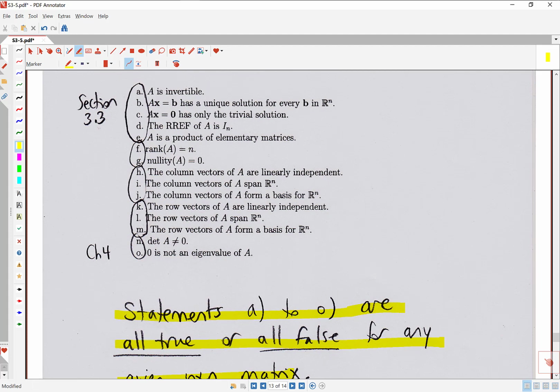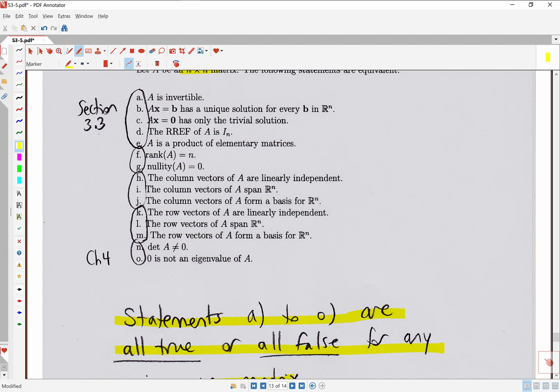So I'm just going to break down what the statements are, and then we can talk about how to use them. So I would break them down into, these are the 5 statements that we saw in section 3.3.